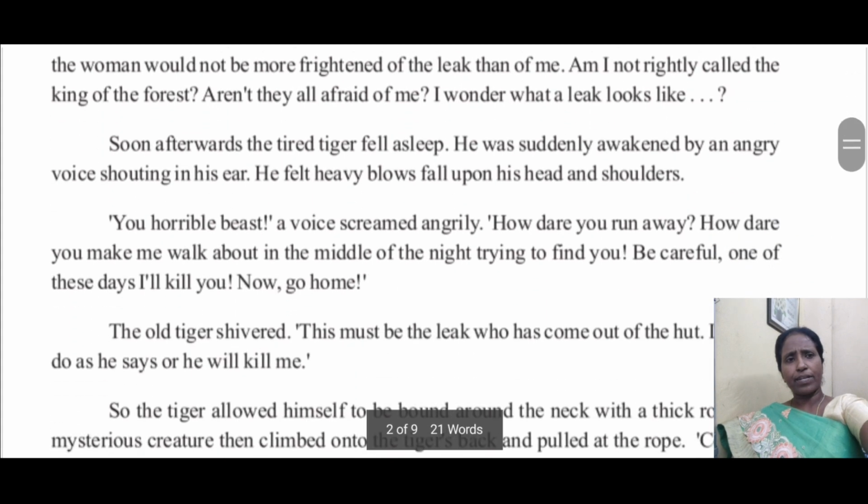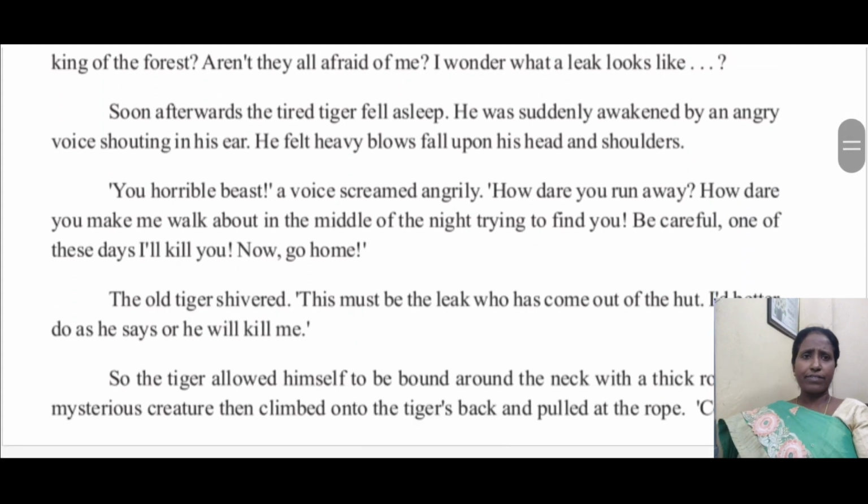And then what happened? Soon afterwards, the tiger fell asleep. He was tired. The tired tiger was very tired, wandering in the forest in the rain. So he fell asleep. He was suddenly awakened by an angry voice shouting in his ear. Somebody came and shouted at him.